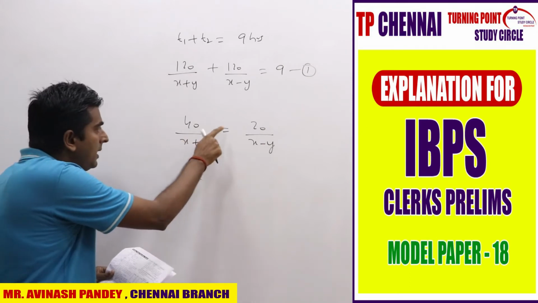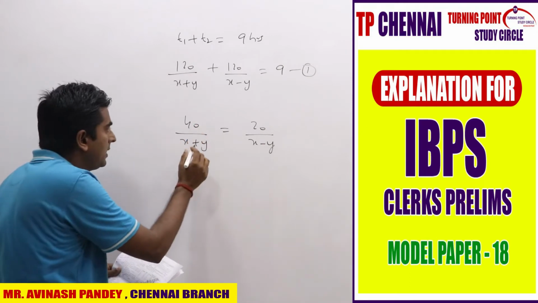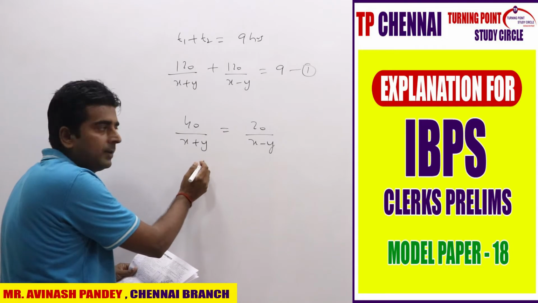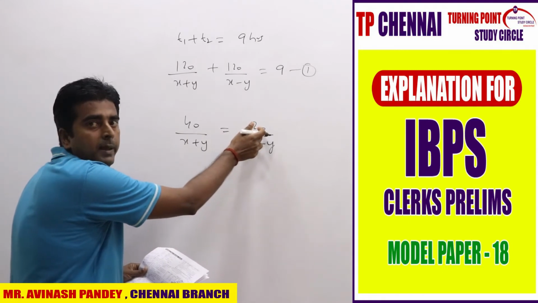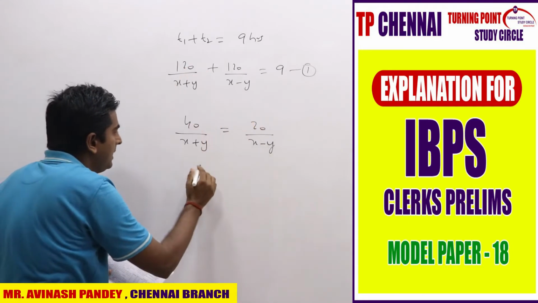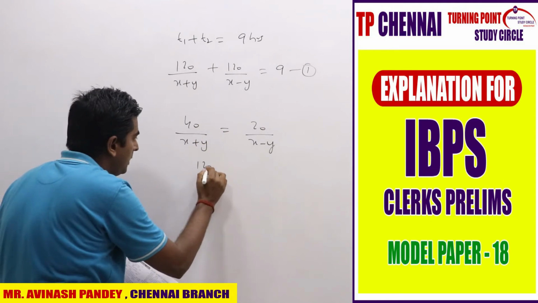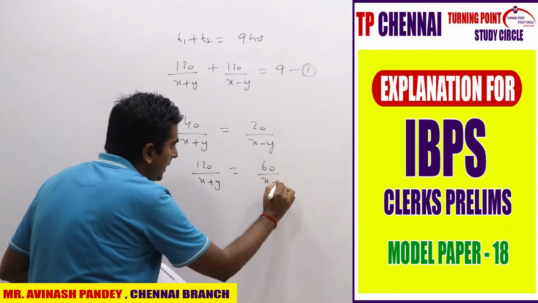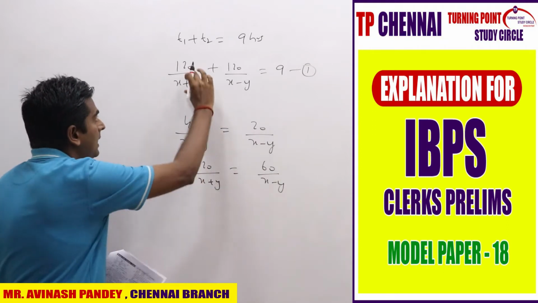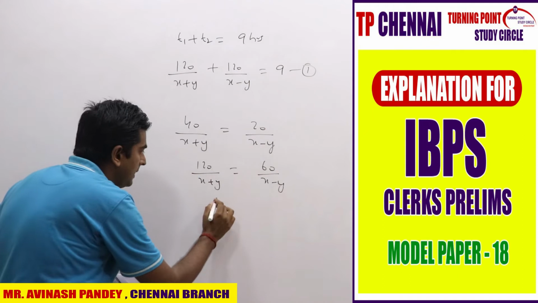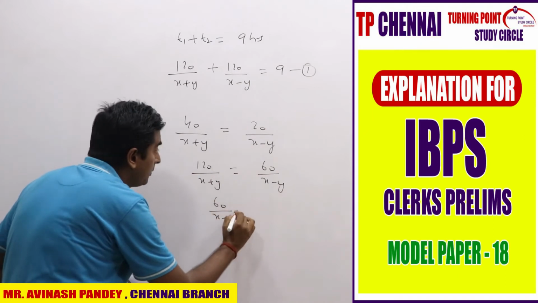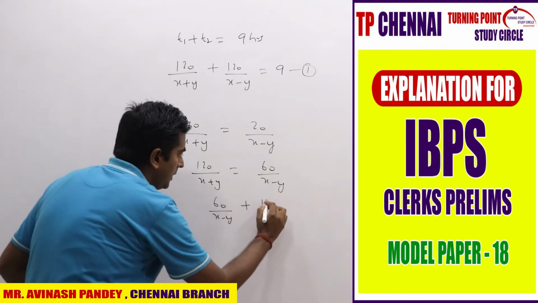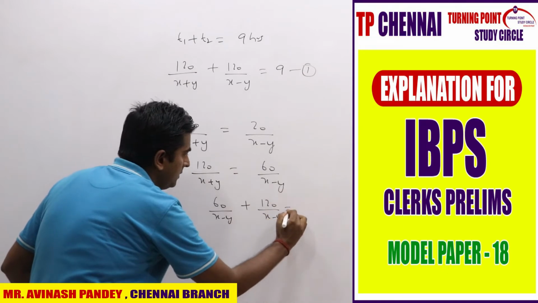If you multiply this equation by 3, you will be getting 120 divided by x plus y is equal to 60 divided by x minus y. So in this place I am keeping this value. What I will be getting here: 60 divided by x minus y plus 120 divided by x minus y is equal to how much?